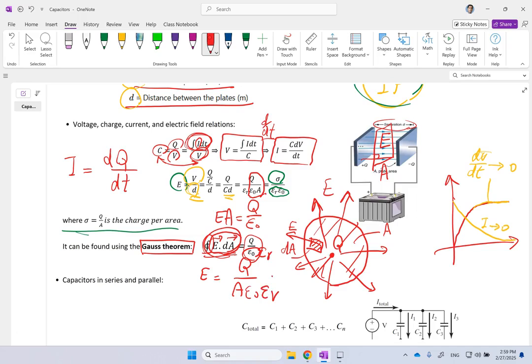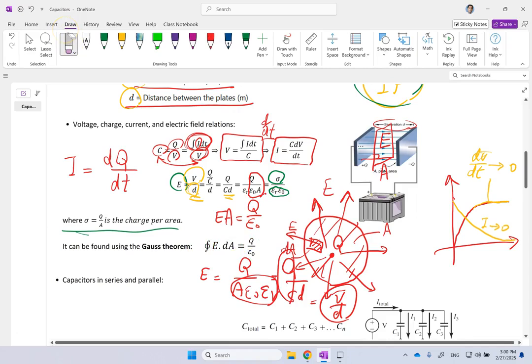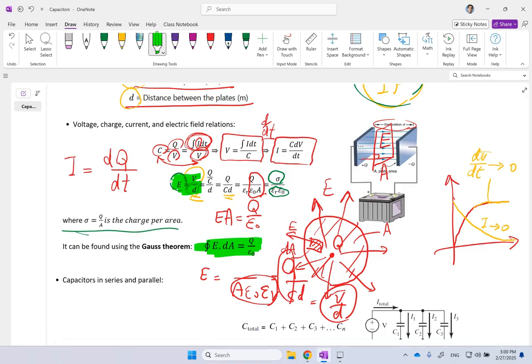And this is the same as what? This denominator is, of course, C times D over Q. And then Q over C is what? It is the voltage. So it's going to be voltage over D. So you see, this V over D comes from Gauss's theorem. If you start from Gauss's theorem, you can end up with this important formula. So this is how you find the electric field inside a capacitor.